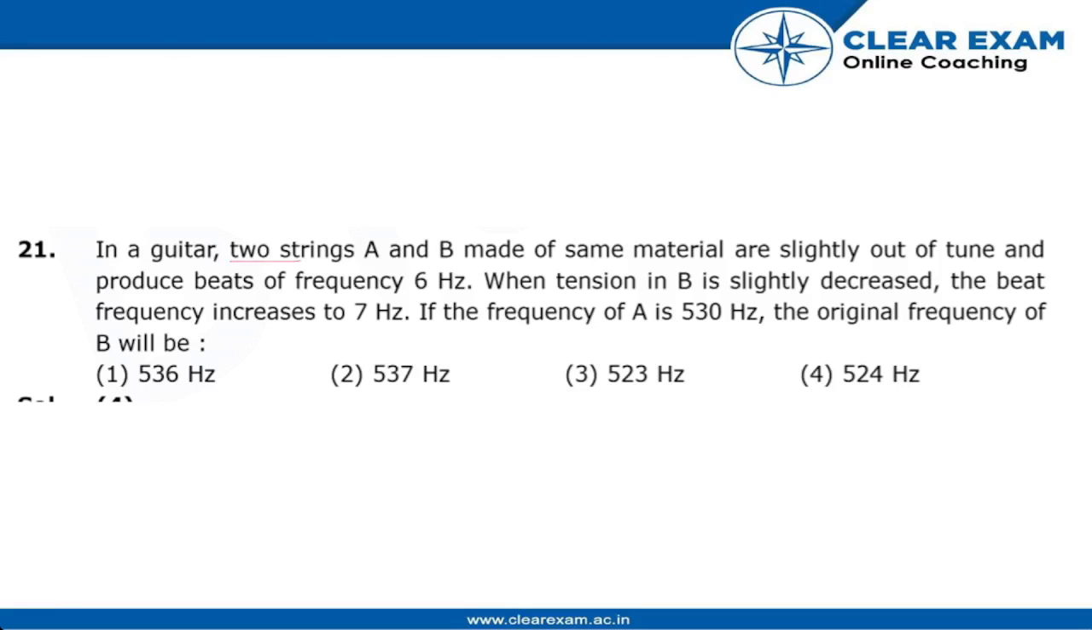Two strings A and B made of the same material are slightly out of tune and produce beats of frequency 6 Hz. When tension in B is slightly decreased, the beat frequency increases to 7 Hz. If the frequency of A is 530 Hz, we have to find the original frequency of B.